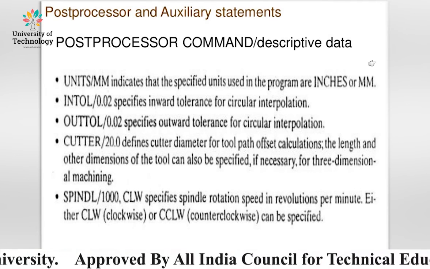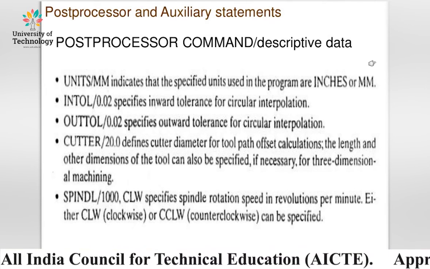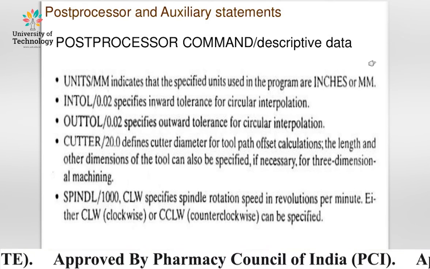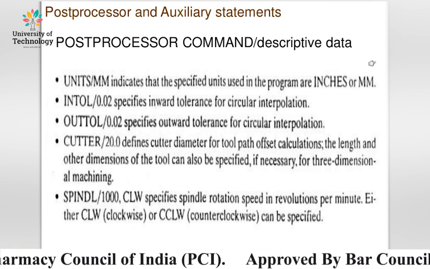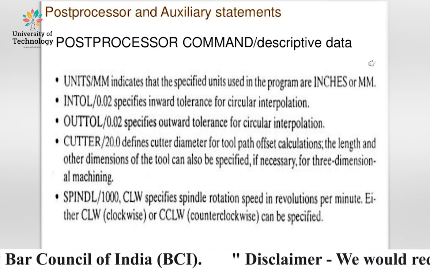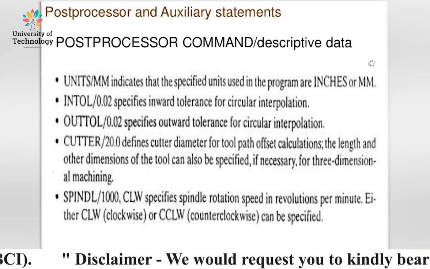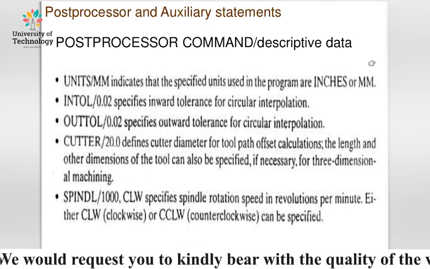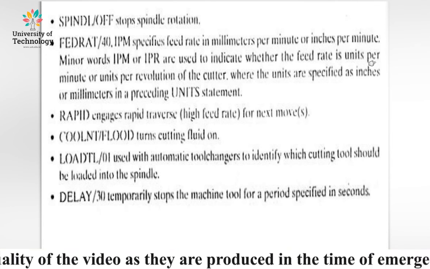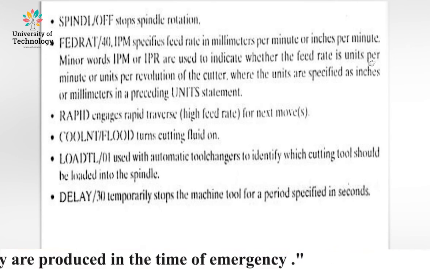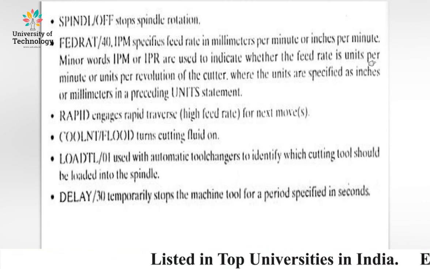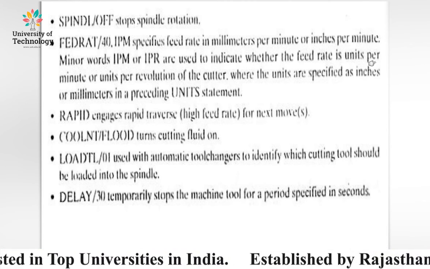The spindle speed is mentioned with SPINDL oblique 1000 clockwise, which specifies the spindle rotation speed in revolutions per minute; either clockwise or counterclockwise can be specified. For the spindle on and off, we can write SPINDL oblique OFF or ON, to stop or start the spindle rotation.